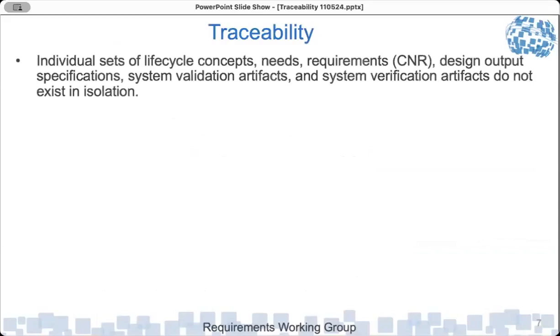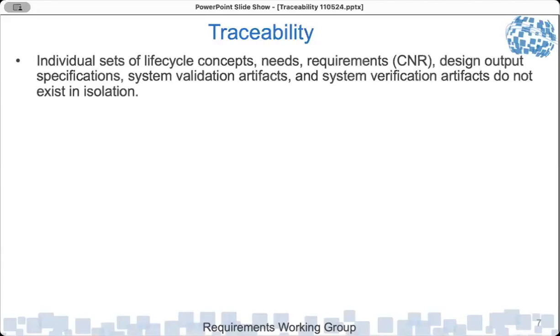So what exactly is traceability when you talk about it? All the artifacts that showed in the previous chart, the individual sets of lifecycle concepts, needs and requirements, which are referred to as LCNRs, design specifications, system validation artifacts, system verification artifacts, and other artifacts that we generate across the lifecycle.